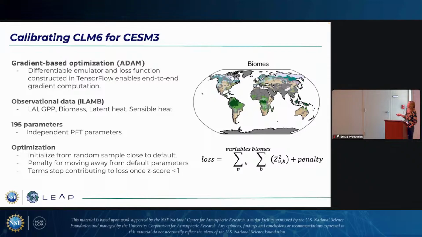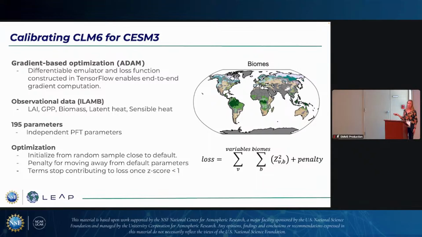And then in the way I've constructed the loss function, this is where that ethos of trying not to mess anything up comes in. We start by initializing really close to the default model parameter set rather than trying to do a full global optimization. And then we also introduce a penalty into the loss function that penalizes the optimization for moving away from the default parameter set. And I'm not willing to move too far from the default in order to match the observations exactly. So the loss terms stop contributing to the loss once they're within one standard deviation of the observational target.